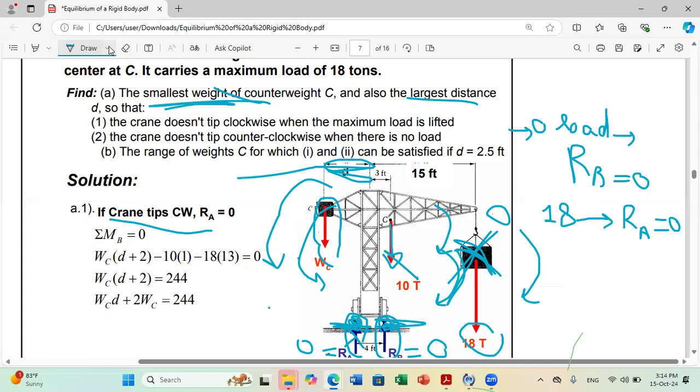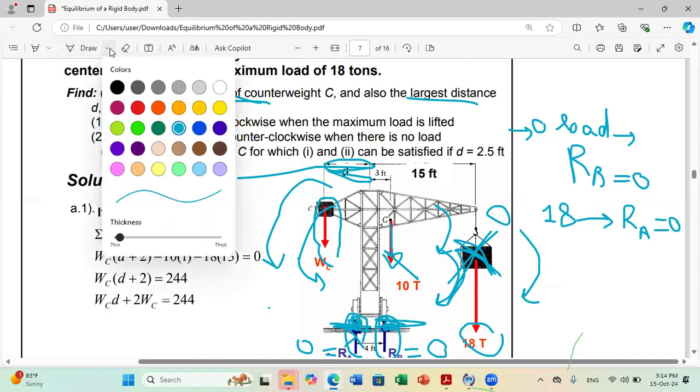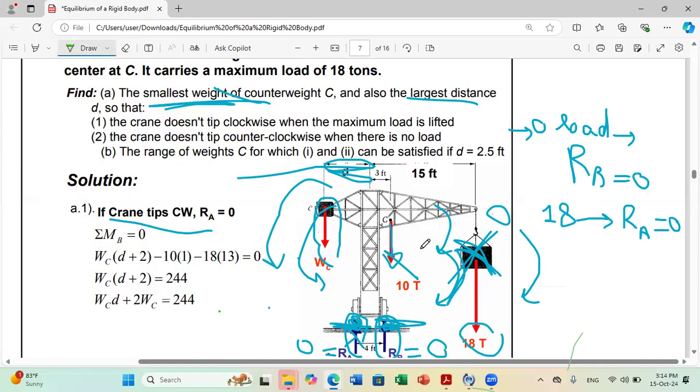So if I take this line to get my distances, I want to evaluate moments about point A. So I need this distance. This distance, according to my figure, is D minus this small part here. This small part is given to be 2 feet. So if I take first the moment of WC about A, I will write sum of moments about A should be 0.